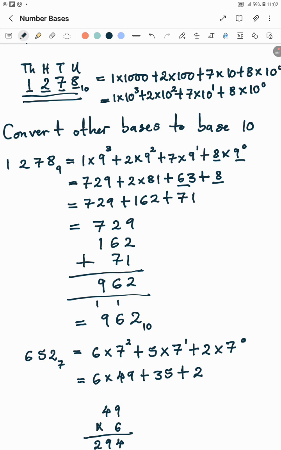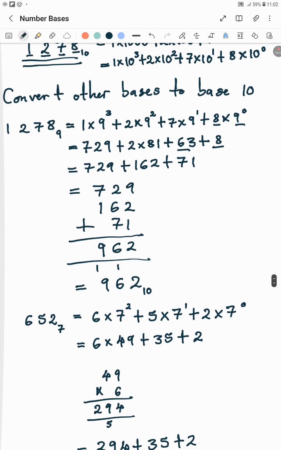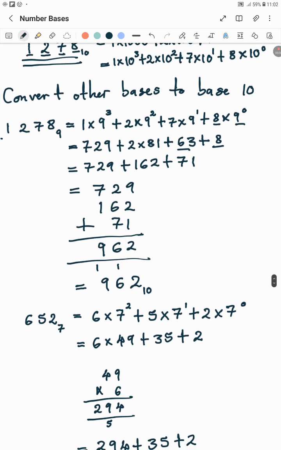So if this is the way that you use when you are expanding a number in base 10, this is the same way you use when you're converting other bases to base 10. You have to expand it like you're expanding a number in base 10. So here we've got a number that says 1278 base 9, and you've been asked to convert it to base 10. So this 1 representing thousands, you would multiply it by 9 to the power 3.